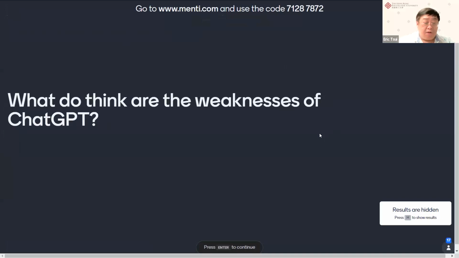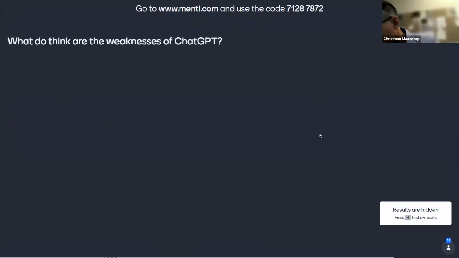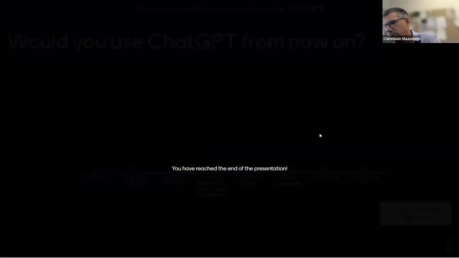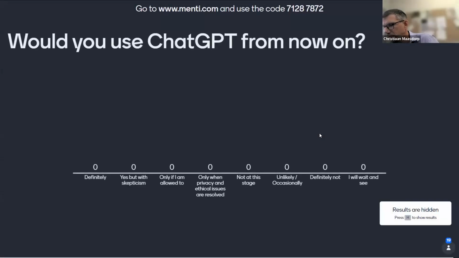So this is the second last one. And that's the last one, and on the last one you can select: definitely yes, yes but with skepticism, only if I'm allowed to, only when privacy and ethical issues are resolved, not at this stage, unlikely, occasionally, definitely not. I will wait and see.